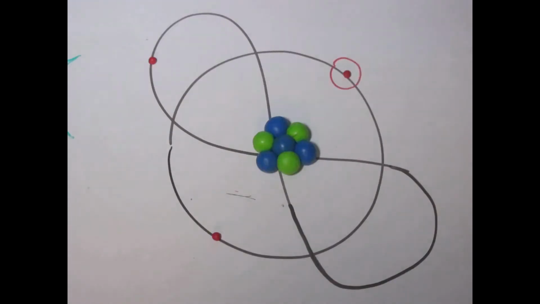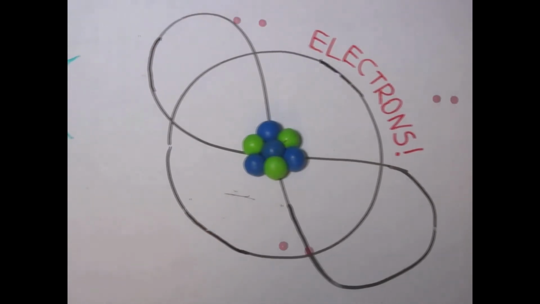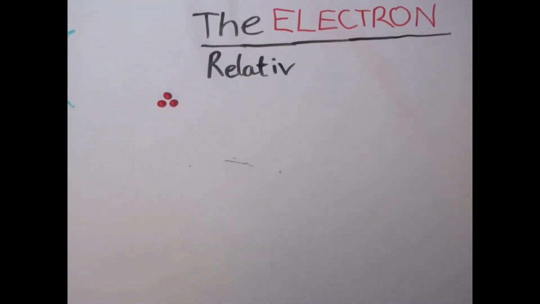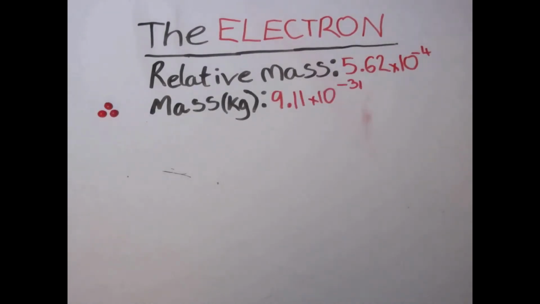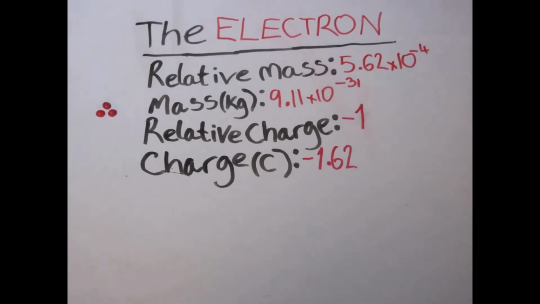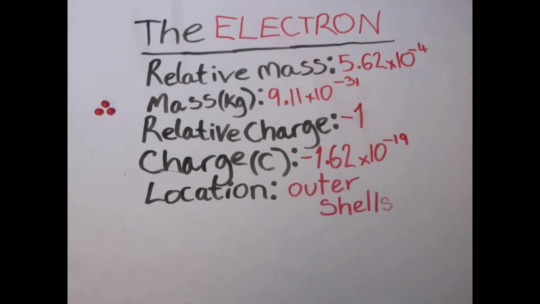But what's this? And this? And this? These are electrons. Let's have a look. They have a relative mass of 5.62 times 10 to the minus 4, a mass in kilograms of 9.11 times 10 to the minus 31, a relative charge of minus 1, a charge in coulombs of minus 1.62 times 10 to the minus 19, and is located in the outer shells.